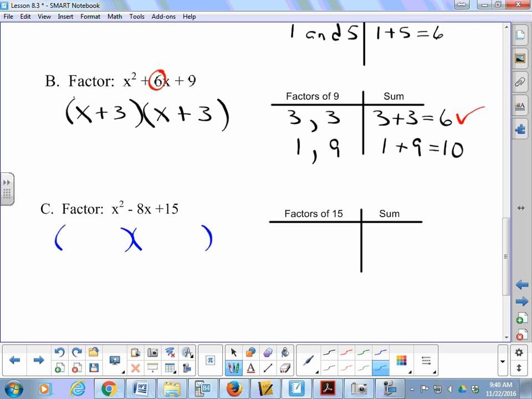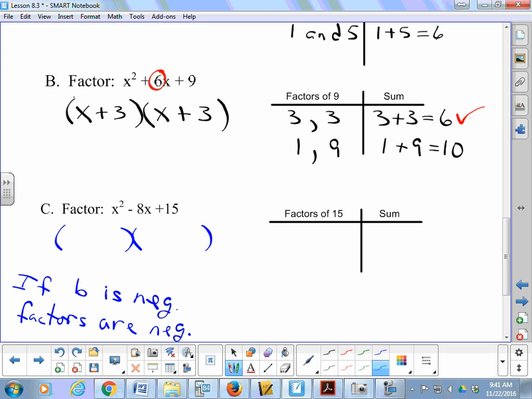Now, if b is negative, okay, that means that our factors are going to be negative. All right? So b is negative, the factors are negative. That's only when c is positive, though. Okay? We'll talk about when c is a negative number in a minute. But when c is positive, if b is negative, then our factors are negative.